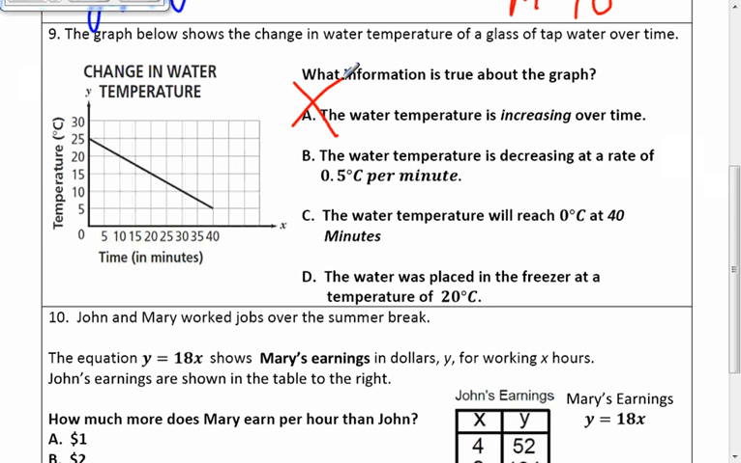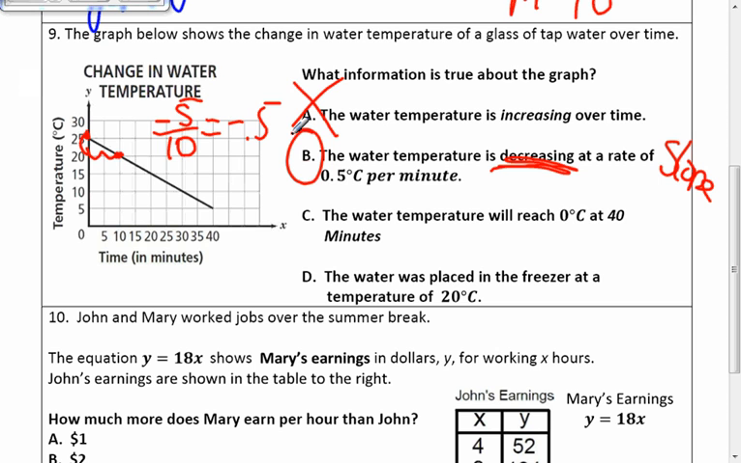When you see per something, it's asking about the slope. So we have to find the slope. Let's do rise over run. So I'm going to start here, and I'm going to count to here. You need to pick 2 points that are on your line and count from one to the other. Down 5 over 10. -5 over 10, or -0.5. Well, that's what B says. Decreasing, -0.5 per minute. Done. That's the answer.